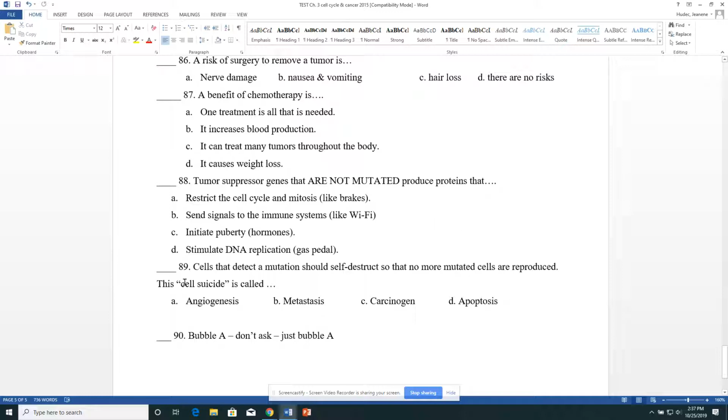Question 89. Cells that detect a mutation should self-destruct so that no more mutated cells are produced. This cell suicide is called A, angiogenesis, B, metastasis, C, carcinogen, D, apoptosis.